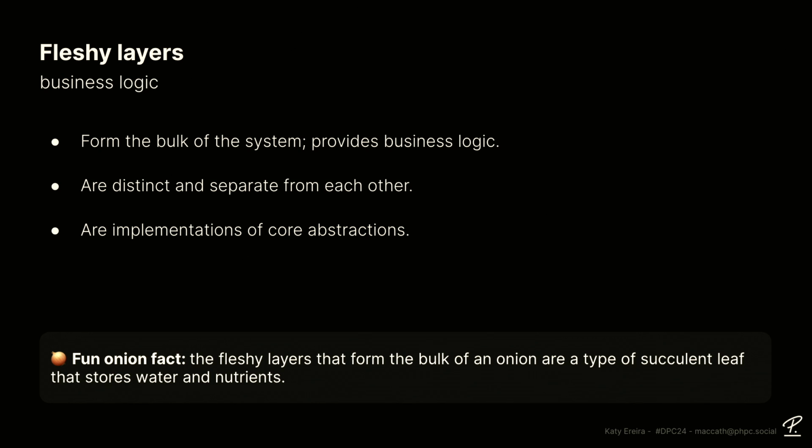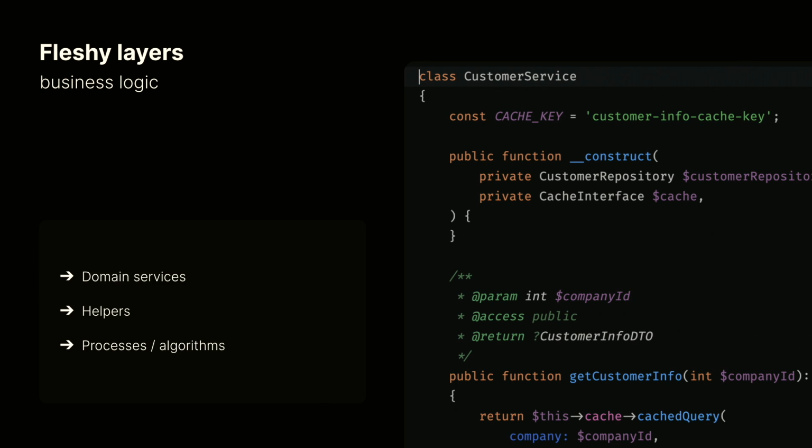But these layers are the implementations of abstractions. These are your classes, your services. And yes, as I alluded to, the fleshy layers that are the bulk of the onion are actually succulent leaves, so they absorb and store water and nutrients. And our big fleshy layers are our domain services, our helpers, processes, algorithms. This is, for all intents and purposes, your actual code.